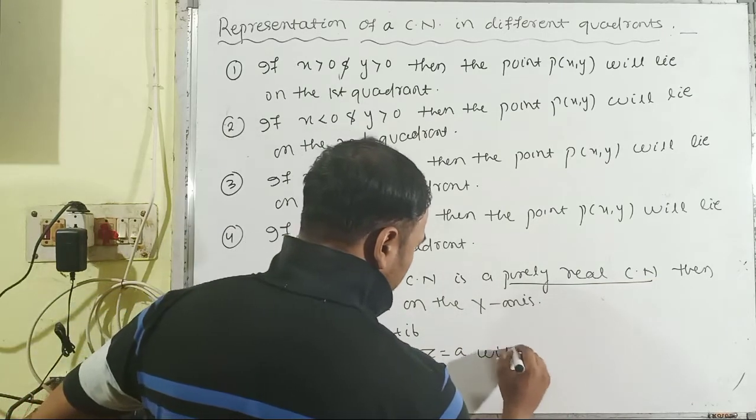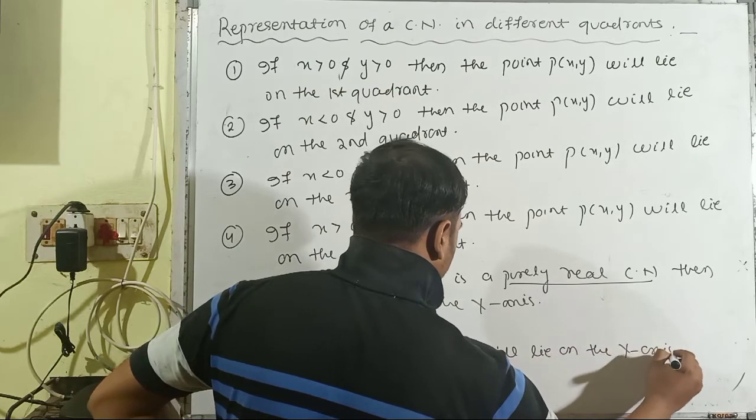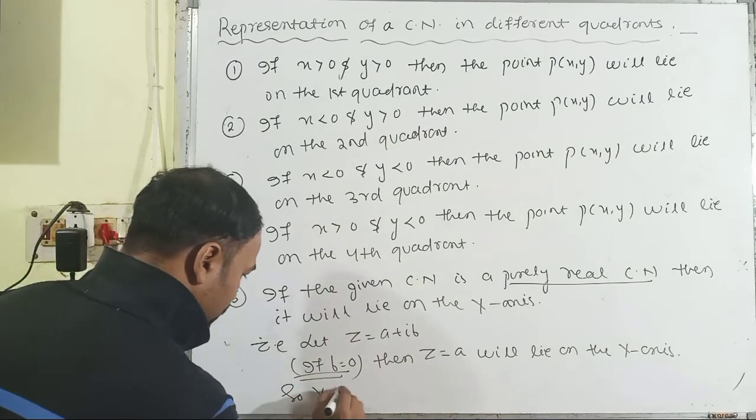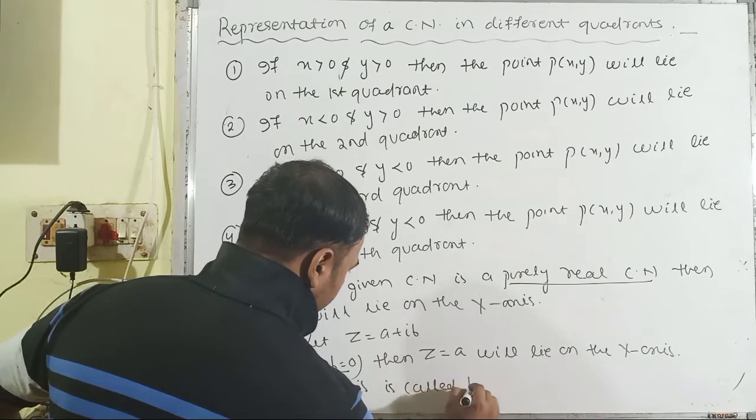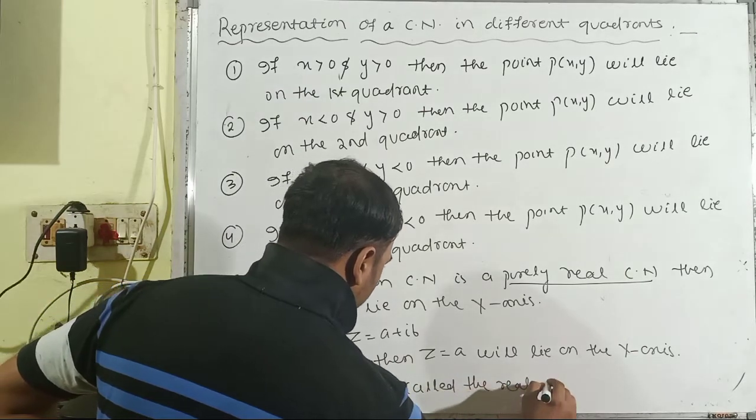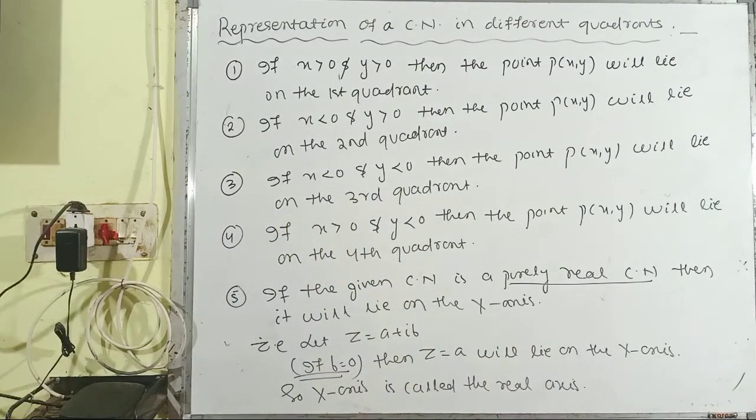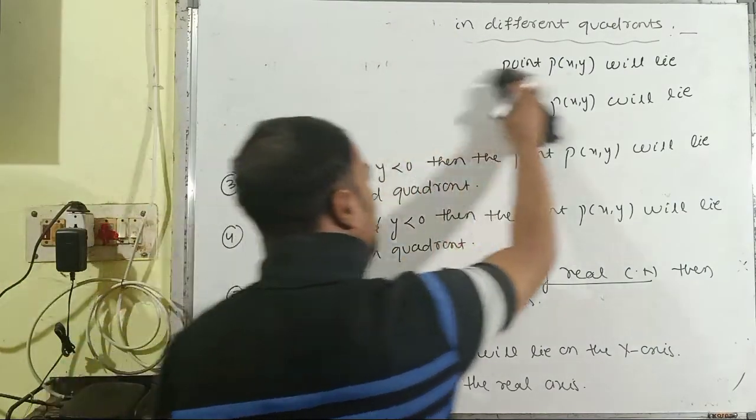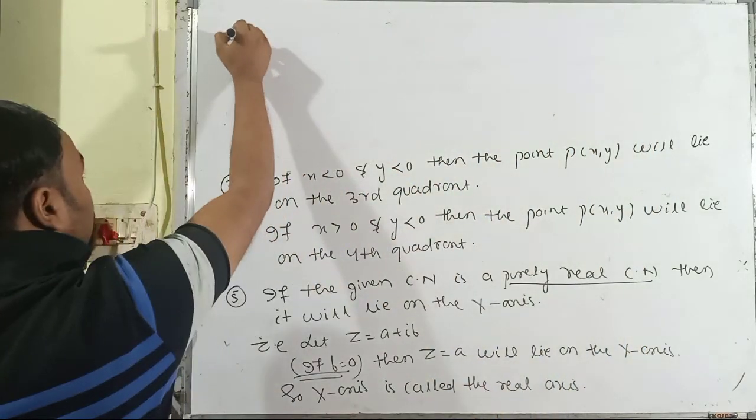It will lie on the x-axis. So the x-axis is called the real axis. Again, like this, number 5, we have to go through number 6, in case of the purely imaginary complex number. It is number 6.